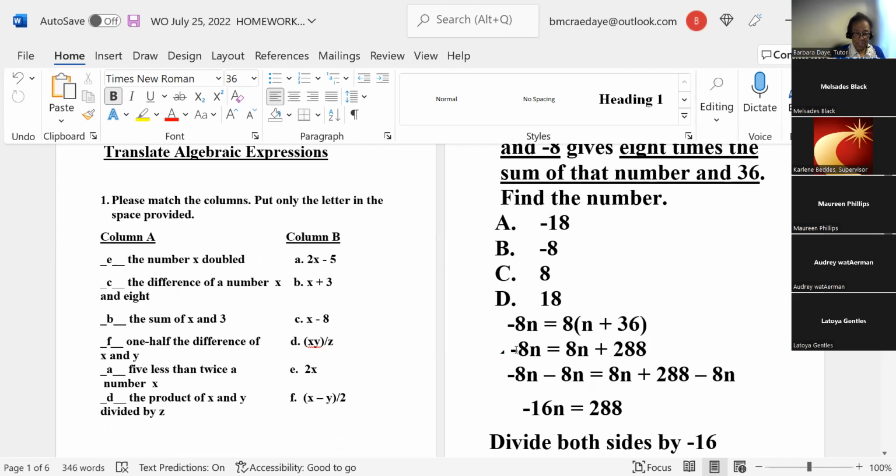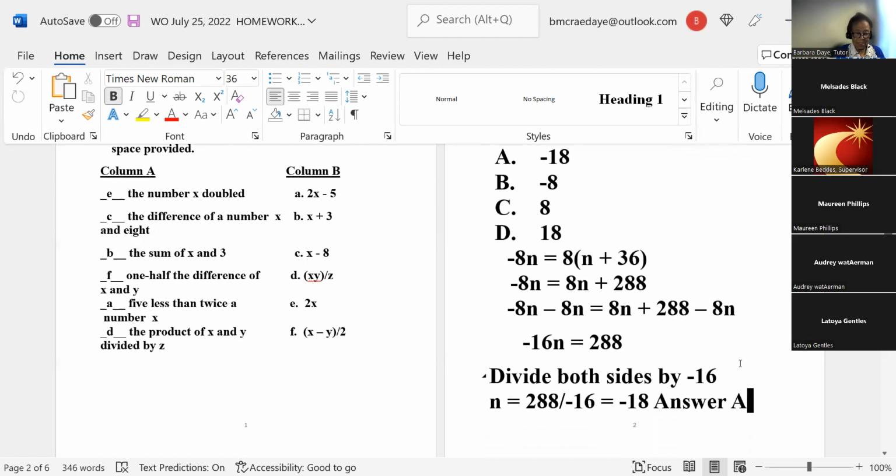So you see the 8n here and the negative 8n. Let's get those n's together. Like Audrey said, subtract them. A -8n and a -8n gives you a -16n. Now you're left on the right with 288, because 8n plus a negative 8n gives you 0. This is multiplication connecting the n, so you divide by its coefficient to get n by itself. That's a -16, right? That gives your answer -18. Questions?